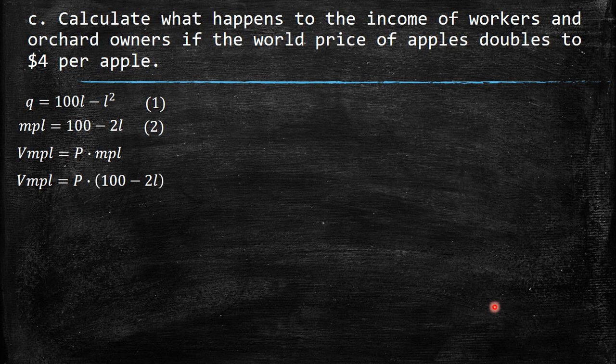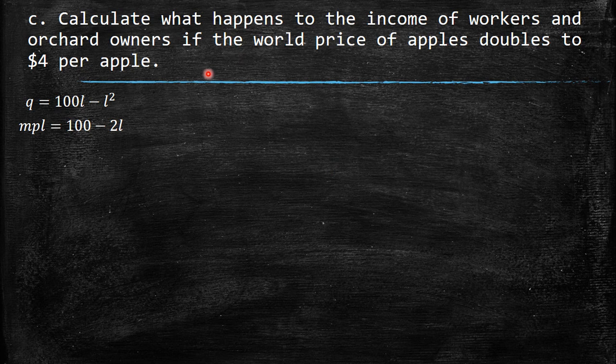Then here, as part C, before that I'm going to read: calculate what happens to the income of workers and orchard owners if the world price of apples doubles to 4 per apple. So before going to equations, remember, if this changes, the value of the marginal product of labor will change, which is basically the demand. Because of that, the demand will shift to the right. As a consequence, we will have higher salaries, right? And higher L. But because the L is provided inelastically, the L should be exactly the same.